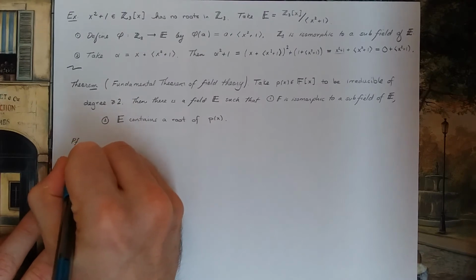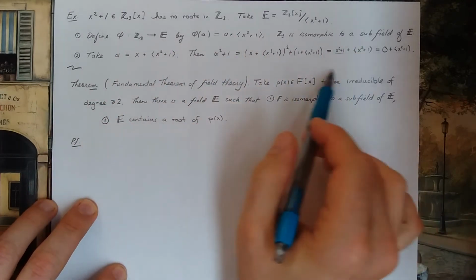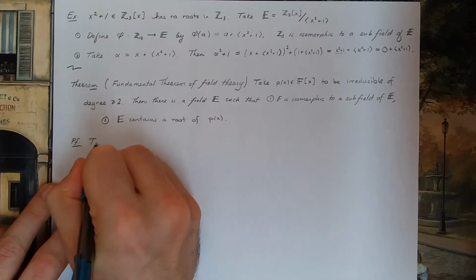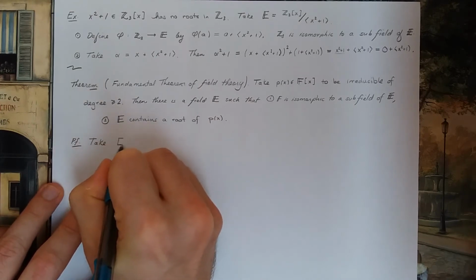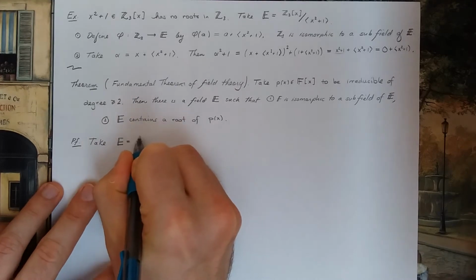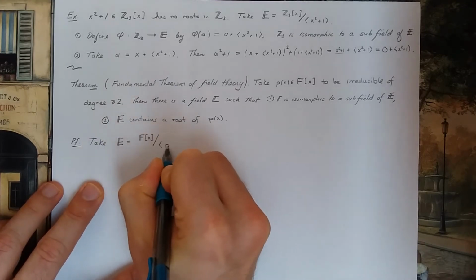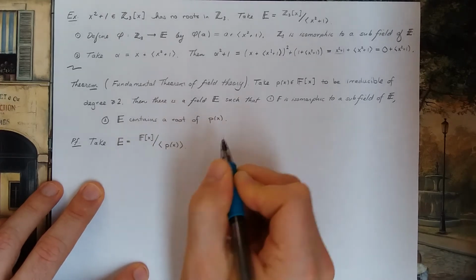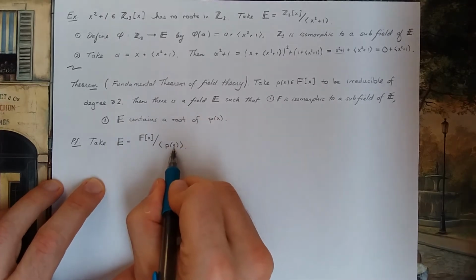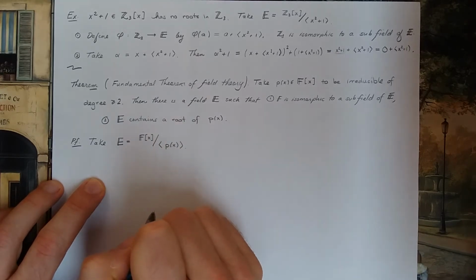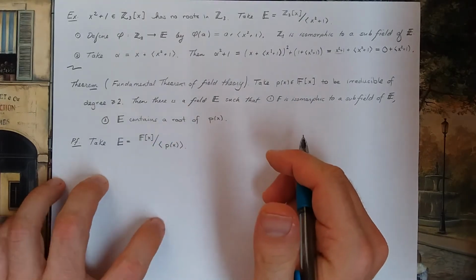Okay, so the proof is outlined by our example. We're going to follow the same process. I'm going to take my field E to be the ring of polynomials over F, but I'm going to mod out by this irreducible polynomial. Again, this is a field. P of x is irreducible, so the ideal is maximal. The quotient ring is indeed a field.